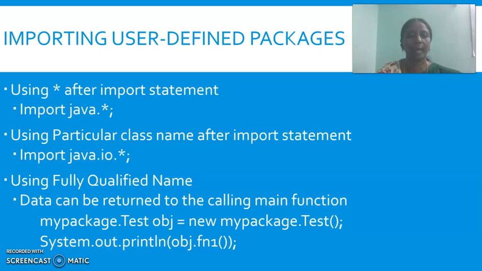Using a fully qualified name, for example, the data can be returned to the main function: mypackage.Test object = new mypackage.Test(). Then we are having the object. We are using that particular object and we can call a particular function. So, likewise, we'll be working with packages.